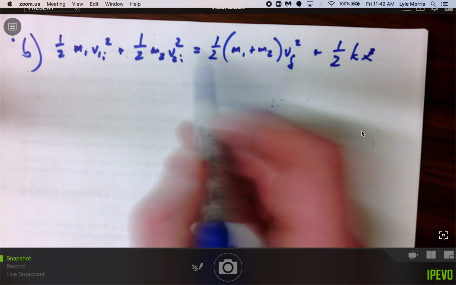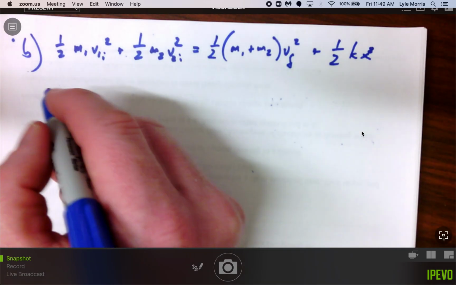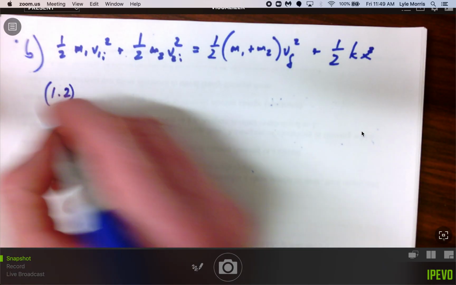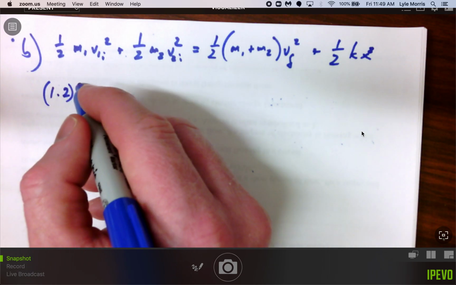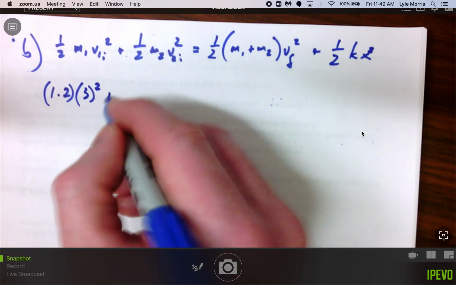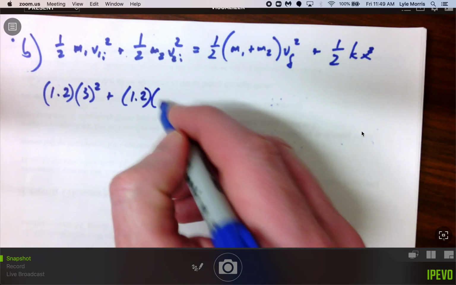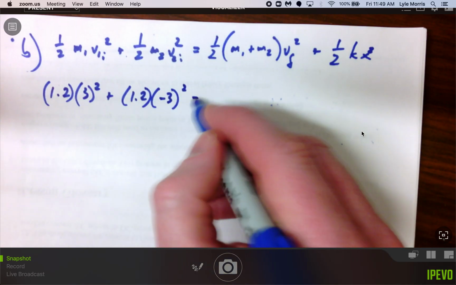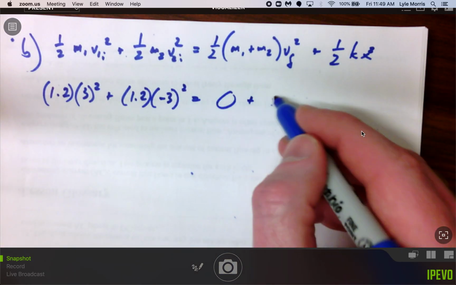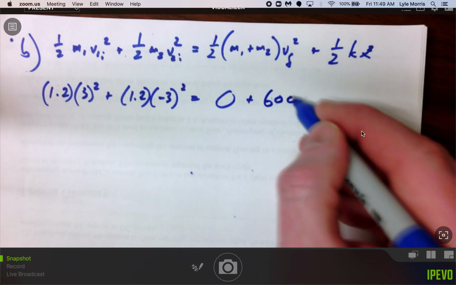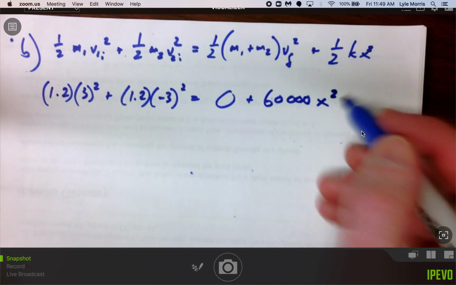So dropping all the halves because we can. M1 is 1.2, V1i is 3 squared plus 1.2 times negative 3 squared equals, this is just going to be 0, plus k, which is 60,000, x squared.